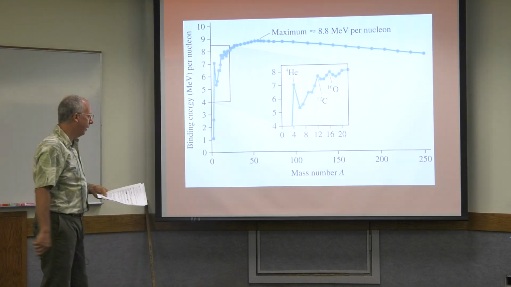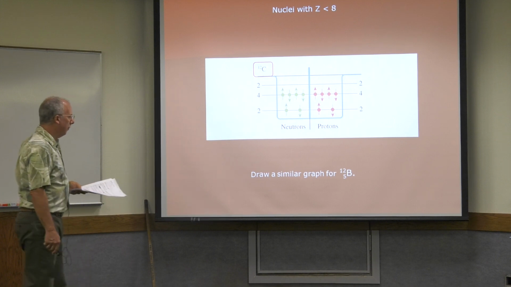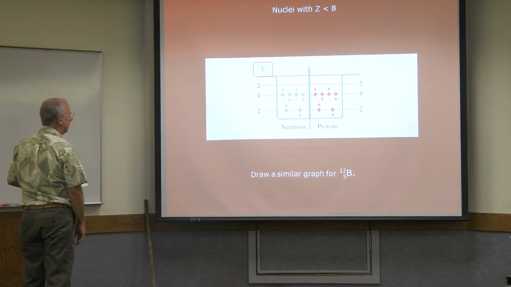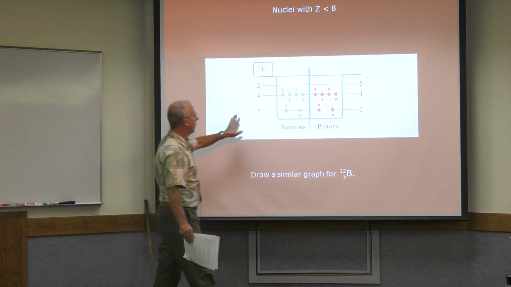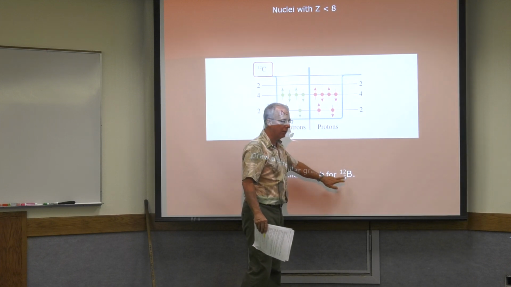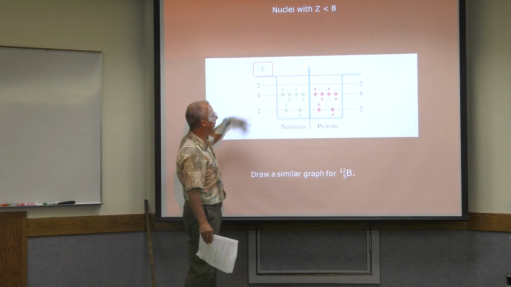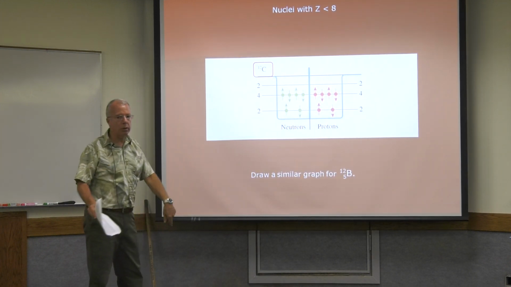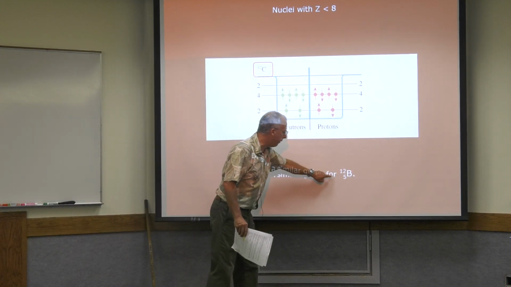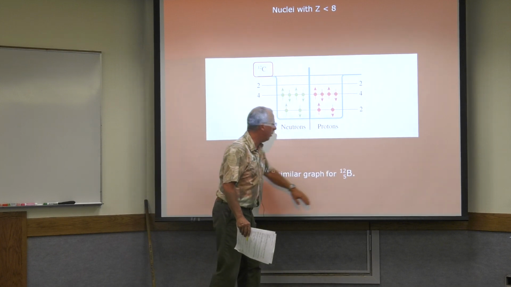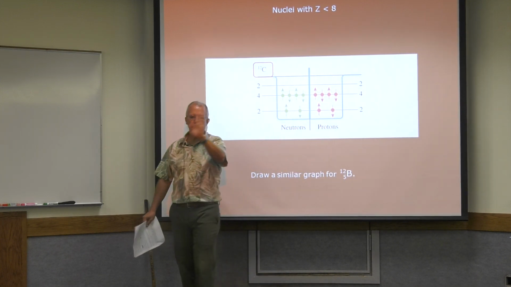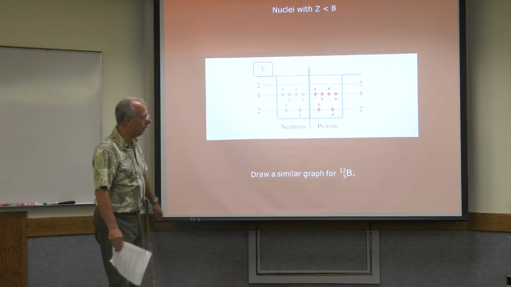On the other hand, let's look at boron 12. Now this is the picture for carbon 12. Now boron has 5 protons, not 6 like carbon 12, right? All right, so what I want you to do is please draw a similar graph for boron 12. So draw a similar graph, but for boron. So pause your video and draw it.